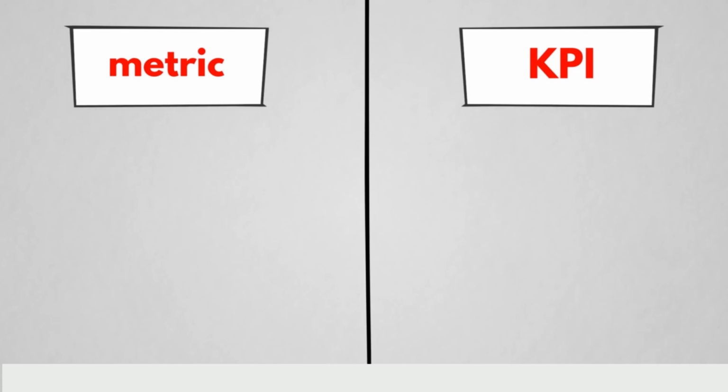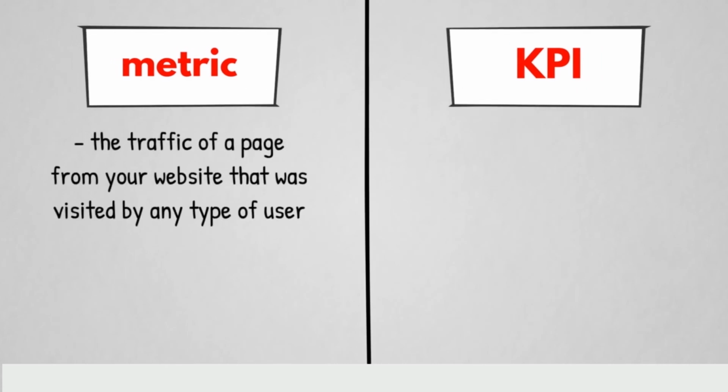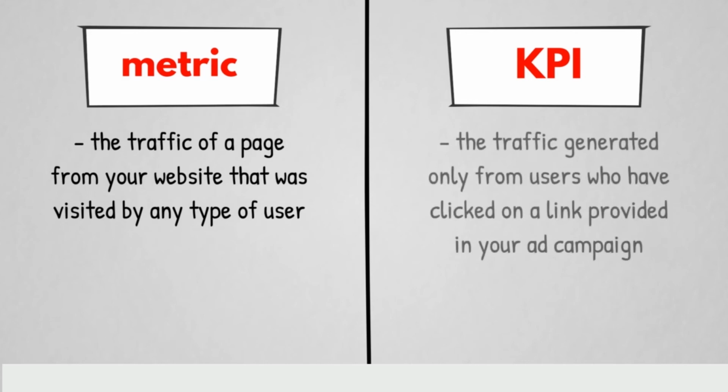For instance, a metric could indicate the traffic of a page from your website that was visited by any type of user. A KPI, instead, would show the volume of the same traffic, however, generated only from users who have clicked on the link provided in your ad campaign. Thus, you could check if the ads you have sent are a source of motivation for your customers to click on the provided link and get to the specified page of your website, which will determine whether you will continue to spend on ads or not.